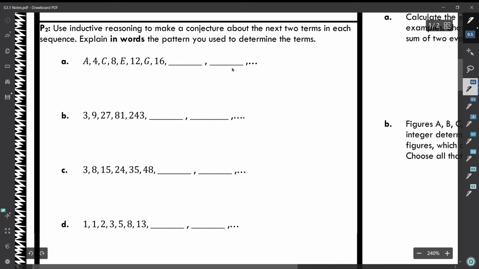So our next problem here wants us to use inductive reasoning to make logical conclusions, to make a conjecture, about the next two terms in each sequence. Explain in words the pattern you use to determine the terms. Alright, give me 1 second. We're going to start.